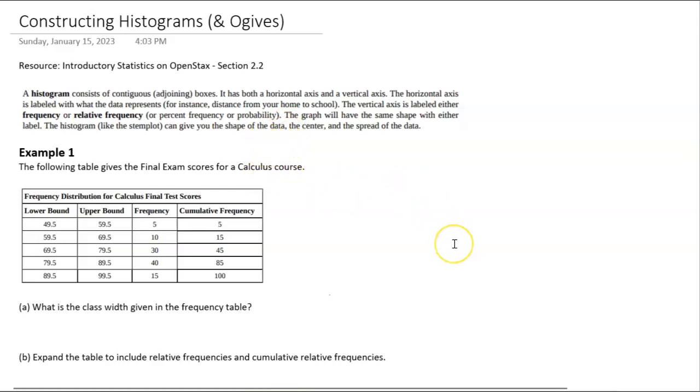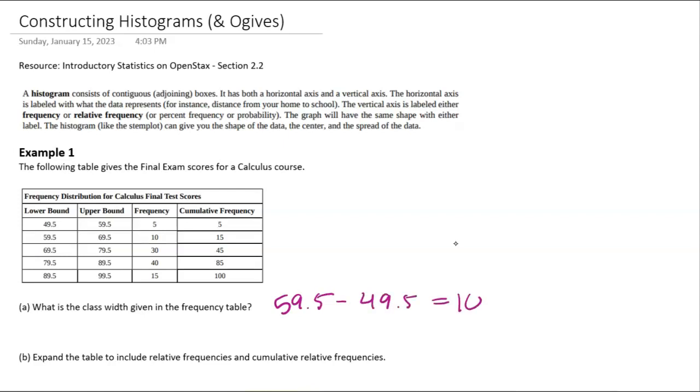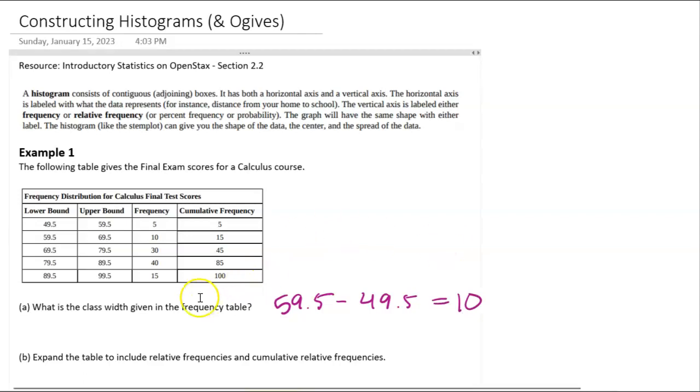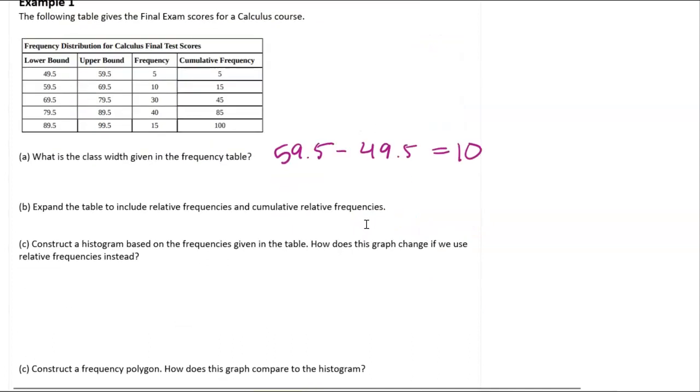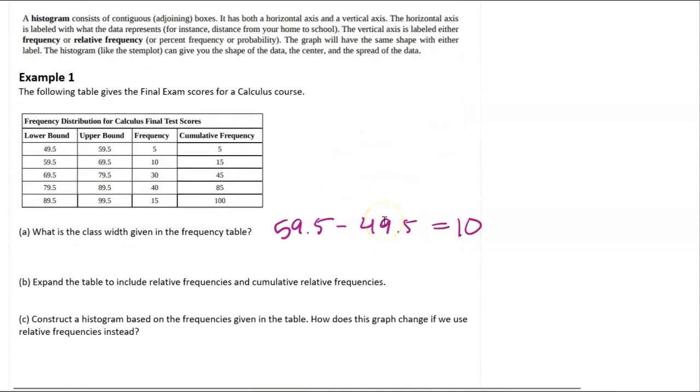The first thing that I want us to look at is the class width of the frequency table. It gives the lower bound and the upper bound in the table, and if I do that subtraction of lower bound and upper bound, I see that my class width is of size 10. All right, it also wants me in this example to expand the table to include some relative frequencies and cumulative relative frequencies. So let's just add those in.